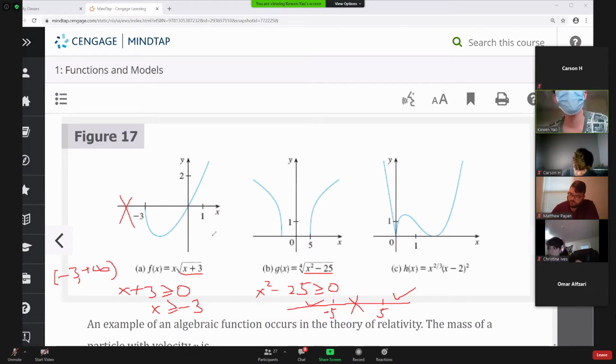Look at the picture. If from -infinity, this is -5. This is -5.